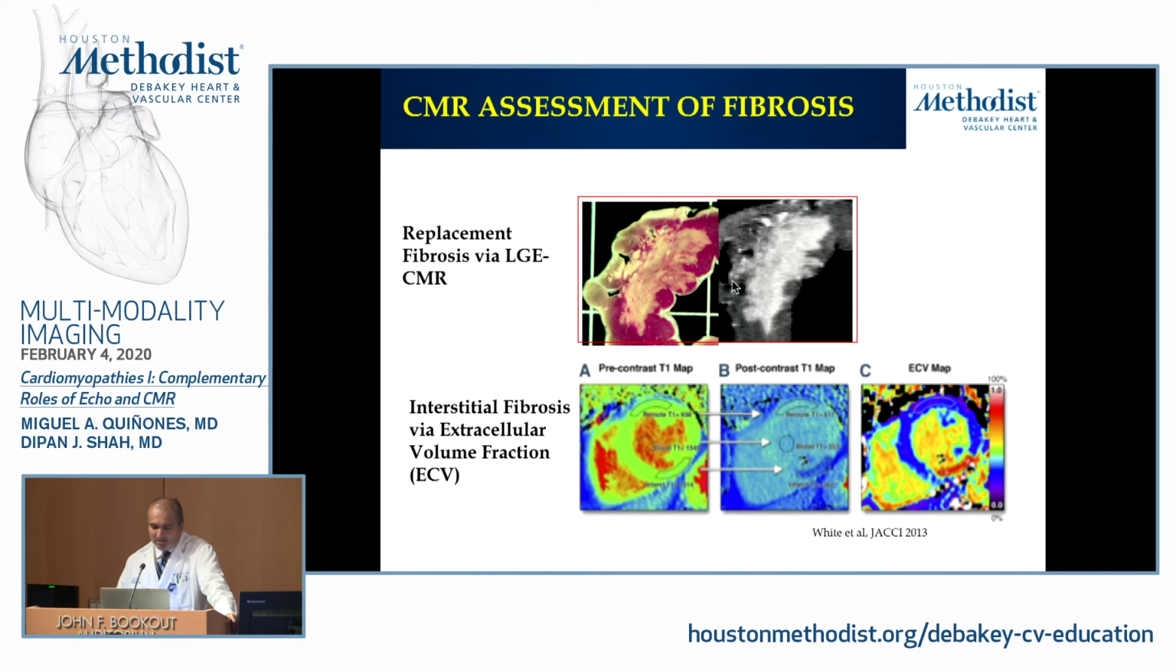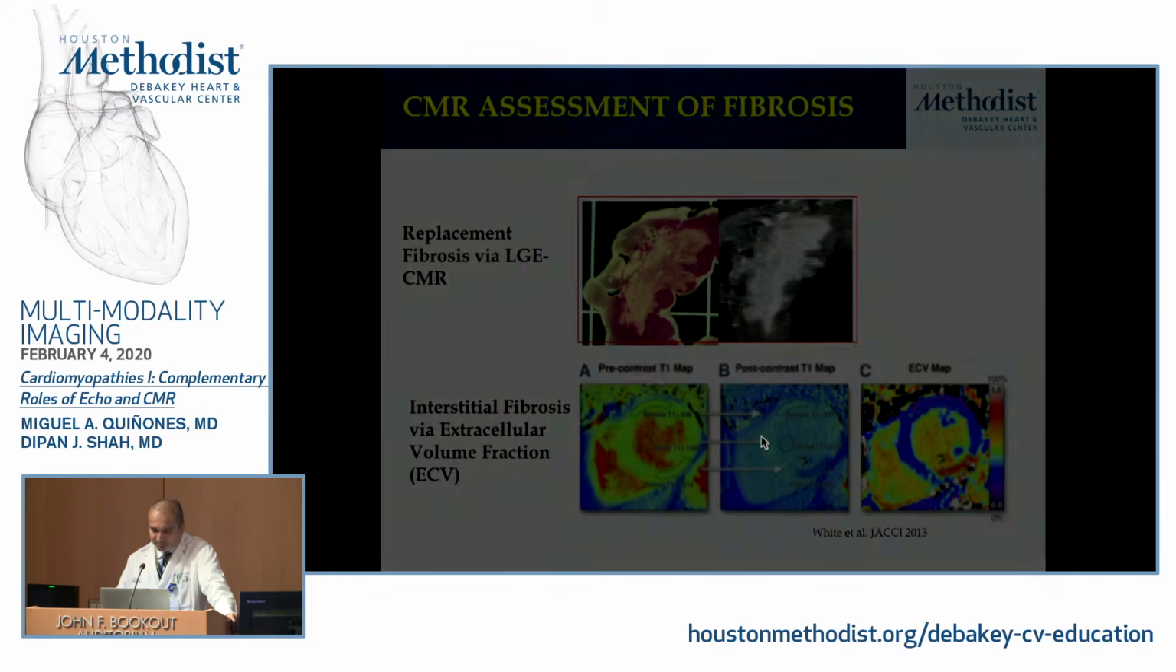So whereas our delayed enhancement MRI, the basic principle behind it is we find an area of normal myocardium and make that black, and then see if there's any areas that have more gadolinium uptake than an area of normal myocardium. Whereas these newer mapping techniques actually try to identify what is the native T1 time of the myocardium and what is the volume of extracellular space as a percentage of the total myocardial volume.